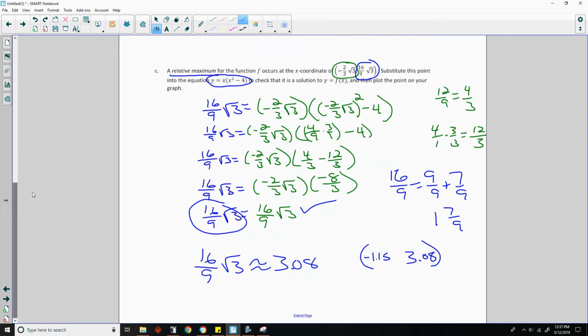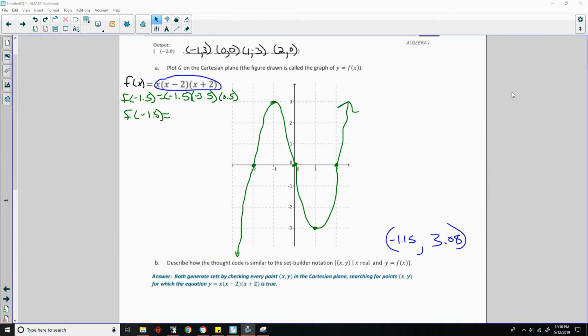Okay, so what that means is I want to go to negative 1.15, 3.08. I moved the point up here so we can see it. Negative 1.15 is around here somewhere, and 3.08 is just above 3, so it's right here. So in all actuality, my graph is not correct. This should have come up like this, higher, and then down, like so.